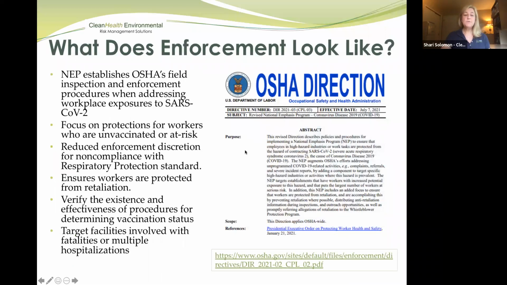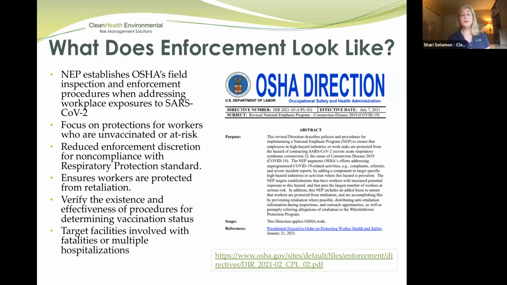As far as what enforcement looks like, here's the directive that I was just telling you about. And this is the reference and the resource for that. So the National Emphasis Program that was updated in July, that's all part of this directive and how we're enforcing, focusing on protections for workers who are unvaccinated or at risk.